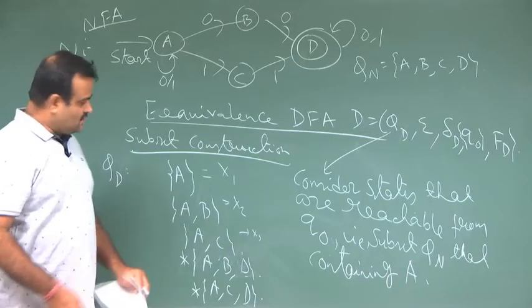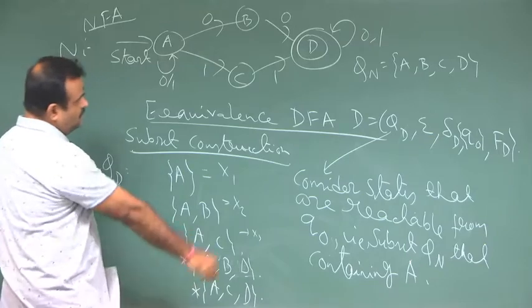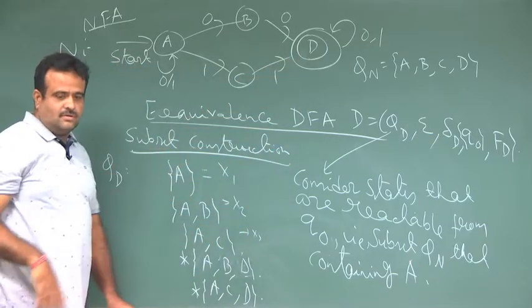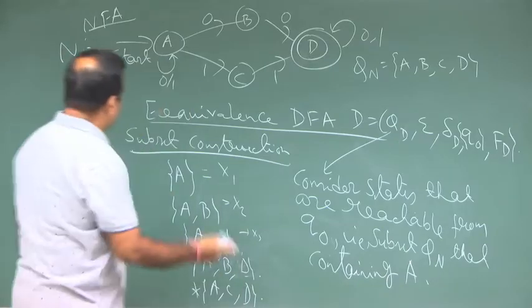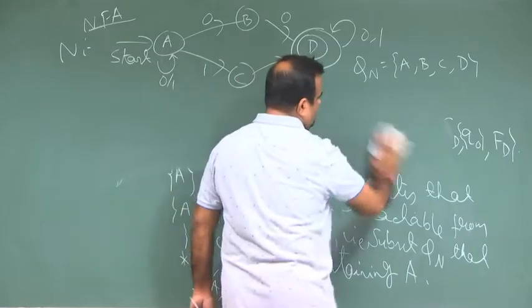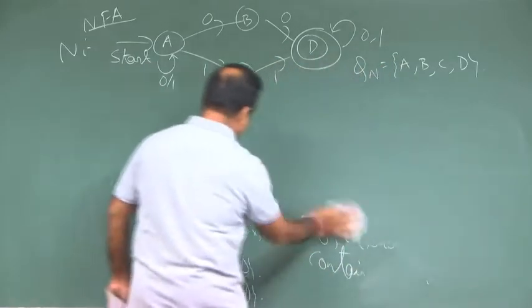Now, these two are the final states, because these two contain the final state of QN. So, now let us construct the transition rules for the DFA.